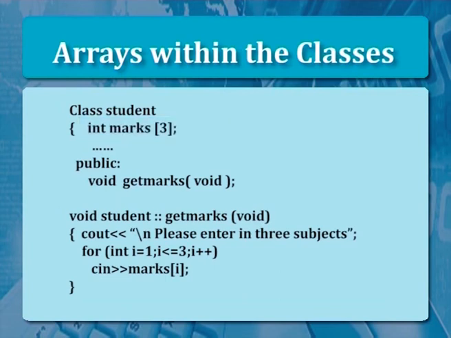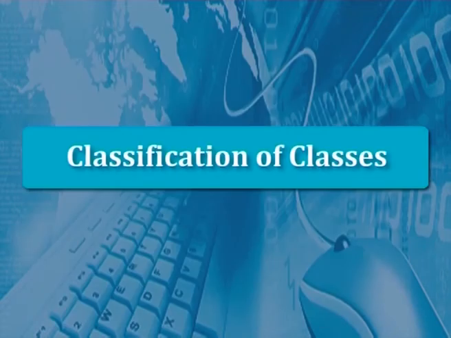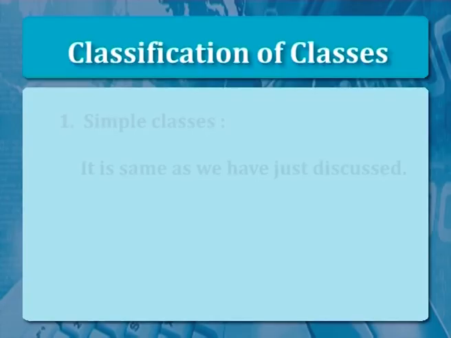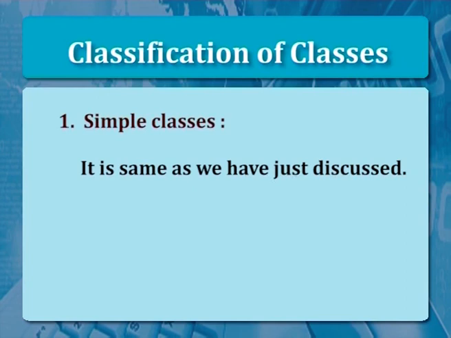The array variable marks is declared as a private member of class student. It can be used in a member function like any other array variable, and any operation can be performed on it. Classification of classes. Classes can also be classified as simple classes. It is the same as we have just discussed.